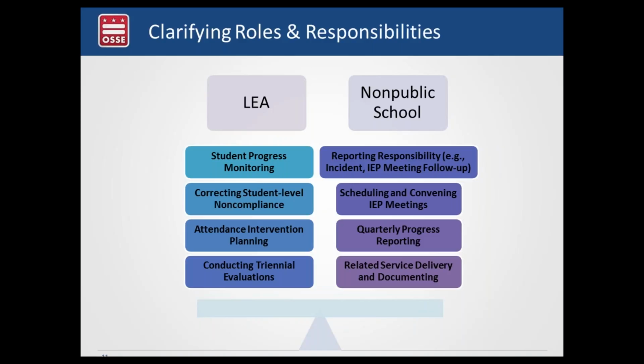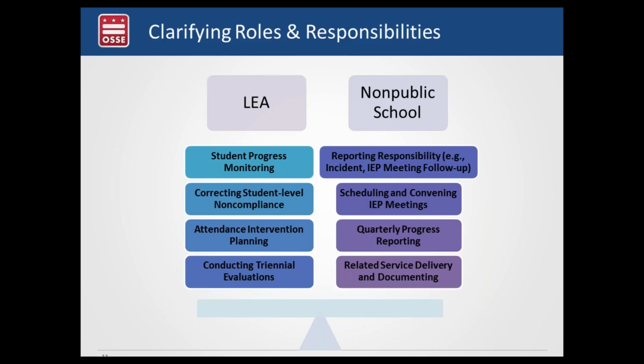So in thinking about some of the roles, and this is certainly not an exhaustive list, this diagram helps us to think about, both on the LEA side and on the non-public school side, some of the roles and responsibilities that we see in serving students with disabilities. For the LEA, one of their primary activities should be engaging in ongoing student progress monitoring. Really, that looks at academic progress, both with report cards, quarterly progress reports, grading and assignments, and progress towards students' IEP goals.